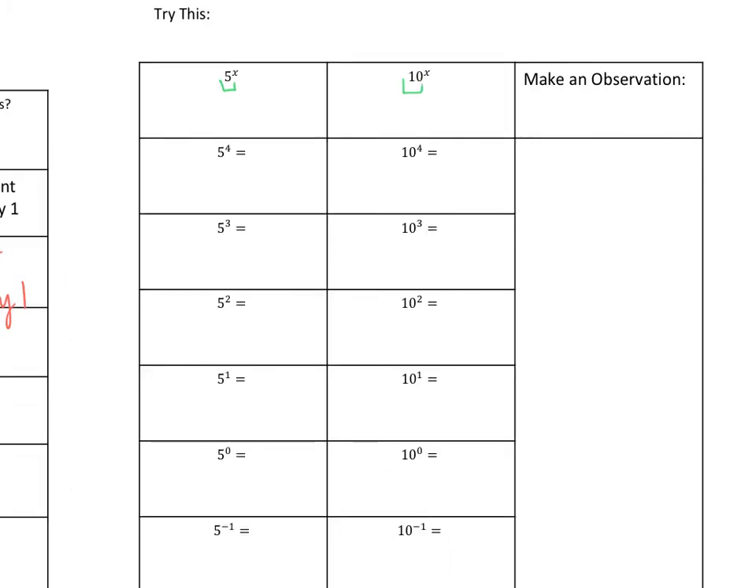So when we look at 5 to the x power, again, both of these are our exponential functions. But we want to see what's going on with those exponents as they get smaller and smaller. So we're going to start out by looking at 5 to the 4th, which is 5 times 5 times 5 times 5, which is going to be 625.